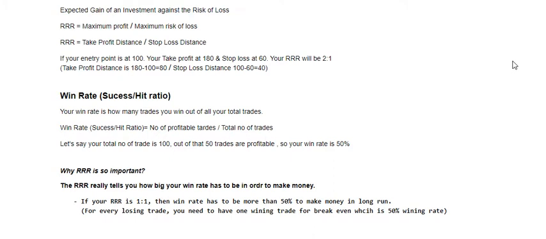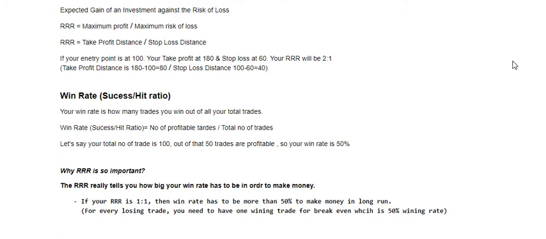Now coming to why RRR is so important for the trading world, or for making a better trading decision. So what does RRR really tell you? It tells you how big your win rate has to be in order to make money. If your RRR is 2 to 1 or if your RRR is 5 to 1, then according to your RRR, you need to decide what your win rate must be to make money. Let's say if your RRR is 1 to 1 and if your win rate is 50%, it doesn't make sense, right?